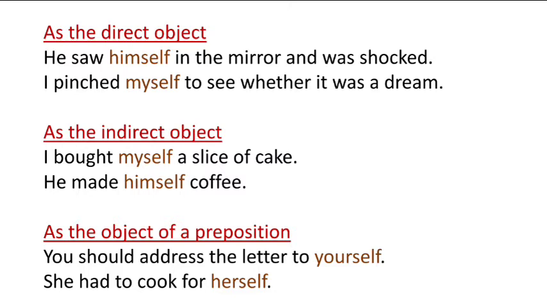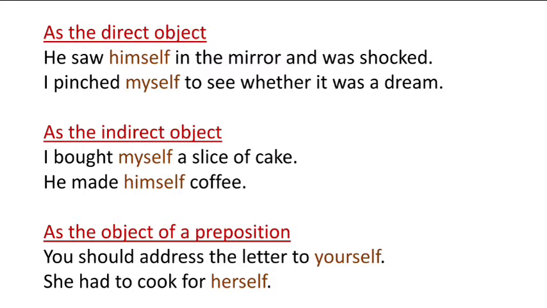As the indirect object: I bought myself a slice of cake. He made himself coffee. In both the sentences, myself and himself are referring back to I and he in the sentence, and hence it is considered to be a reflexive pronoun.